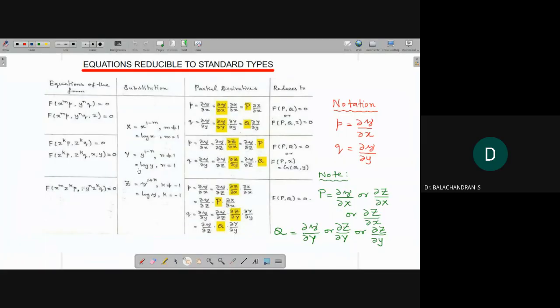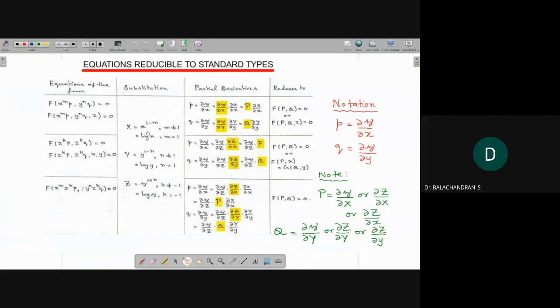I think that is what I explained here. If X and Y are not given, and only Z is given, what do we have to do? Suppose I use the substitution Z, then we need to use P and Q. When will we use this P and Q?